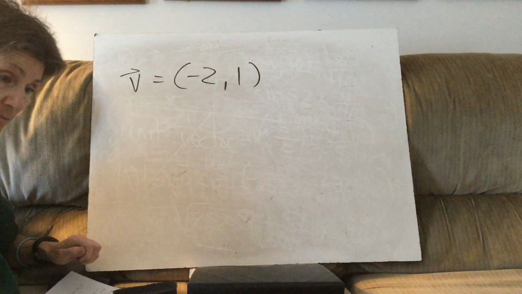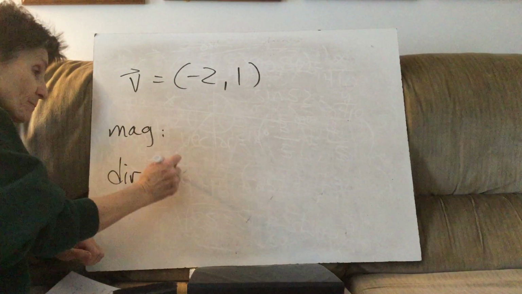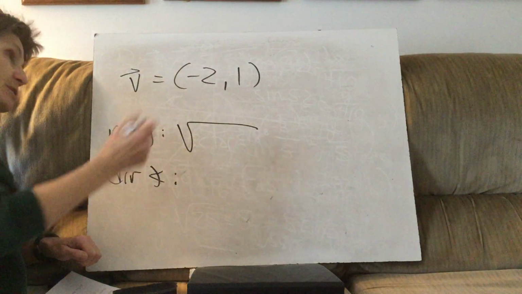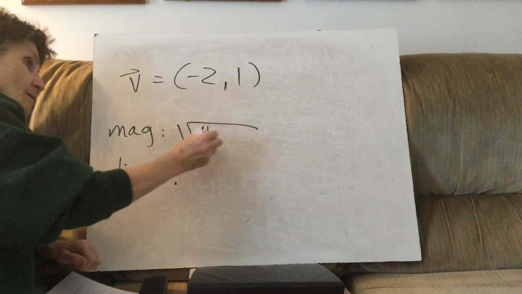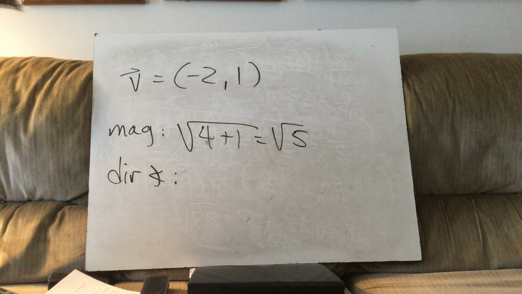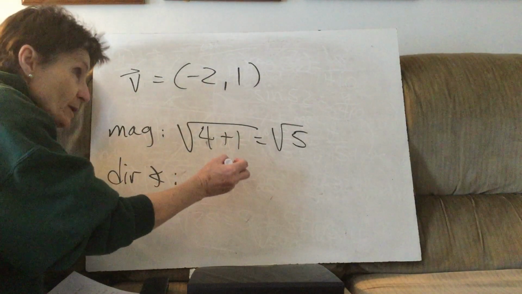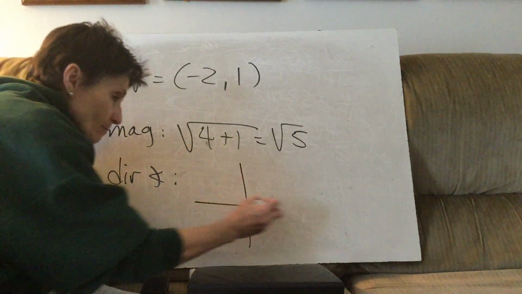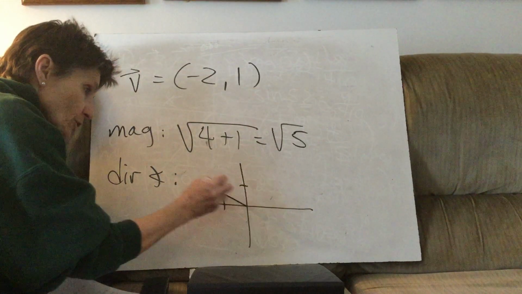All right, we got some random vector here, and we're going to find its magnitude and its direction angle. Magnitude's a no-brainer. We just did it. Square the first one, square the second one, add them together, and take the square root. So the magnitude of that vector is √5. Now the direction angle is going to be a little trickier because we're going to have to draw a picture of it. So -2, 1 is going to look like this.